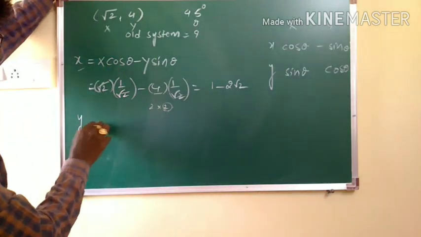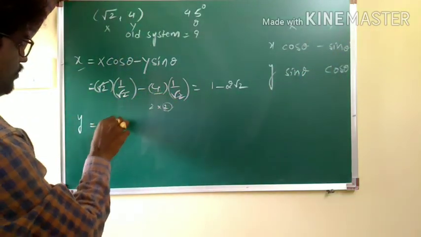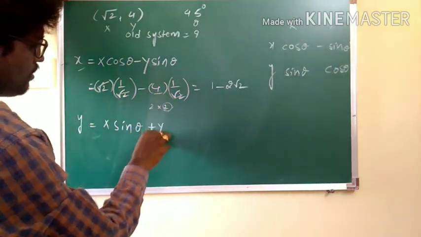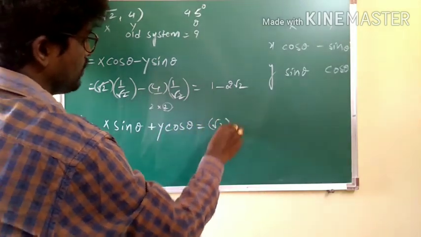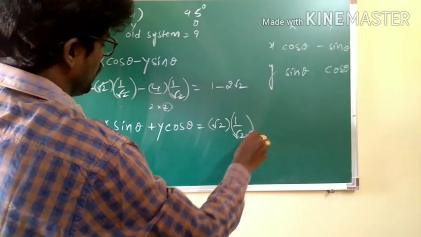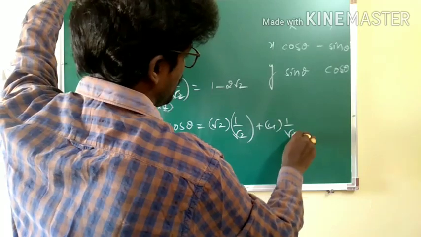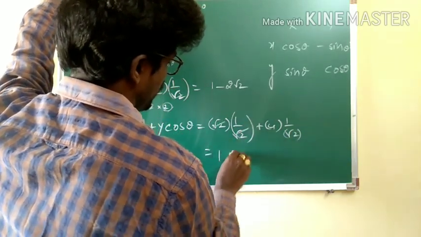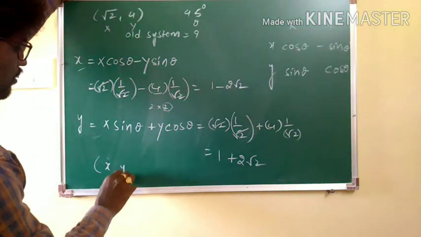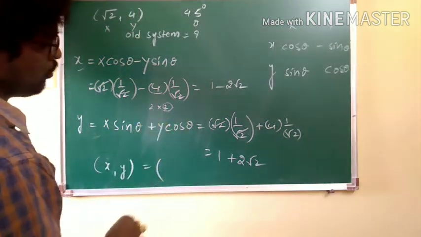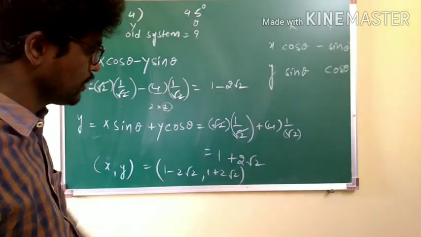And what about y? y is equal to X sin theta plus Y cos theta. What is X? Root 2 into sin theta, 1 by root 2, plus Y, 4 into cos theta, 1 by root 2. Root 2 gets cancelled, 1 plus again you will be getting 2 root 2. So what are the coordinates of root 2 comma 4 in the old system? 1 minus 2 root 2 comma 1 plus 2 root 2.